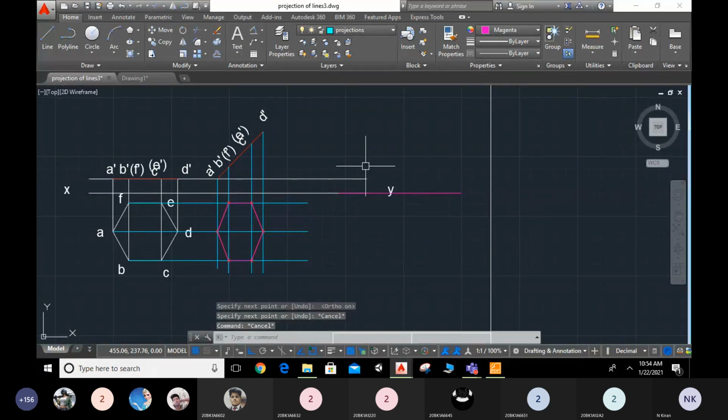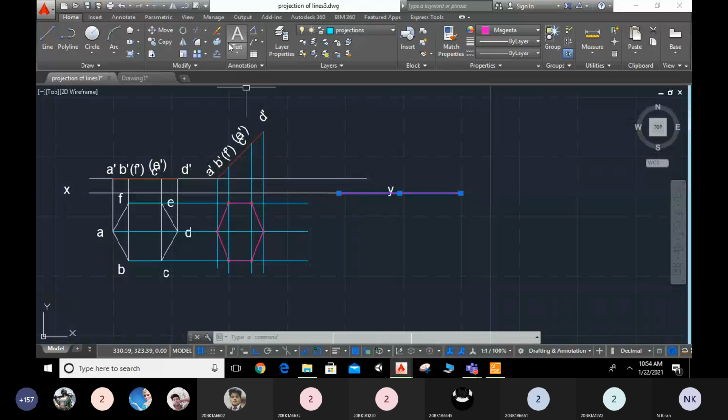So what I have to do now, I will rotate this line by 45 degrees. What is our next? If it is inclined to both the planes, what happens? Some other angle they will project. Is it right? So I will rotate this angle.